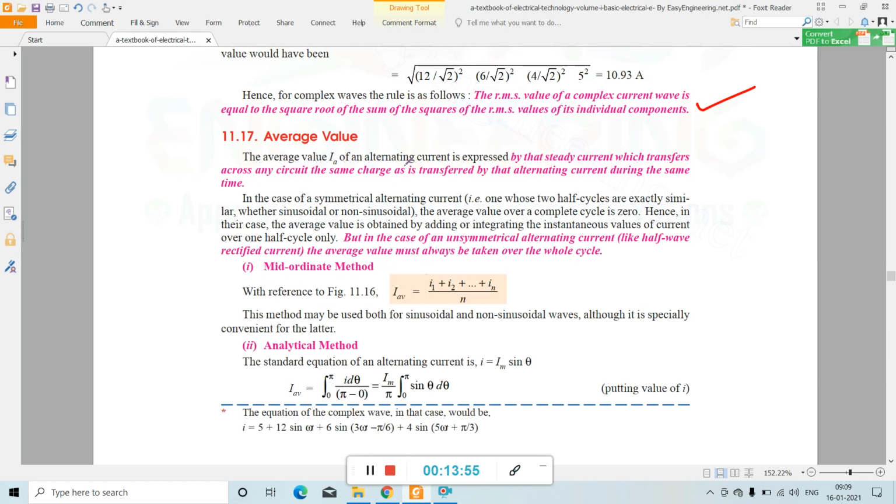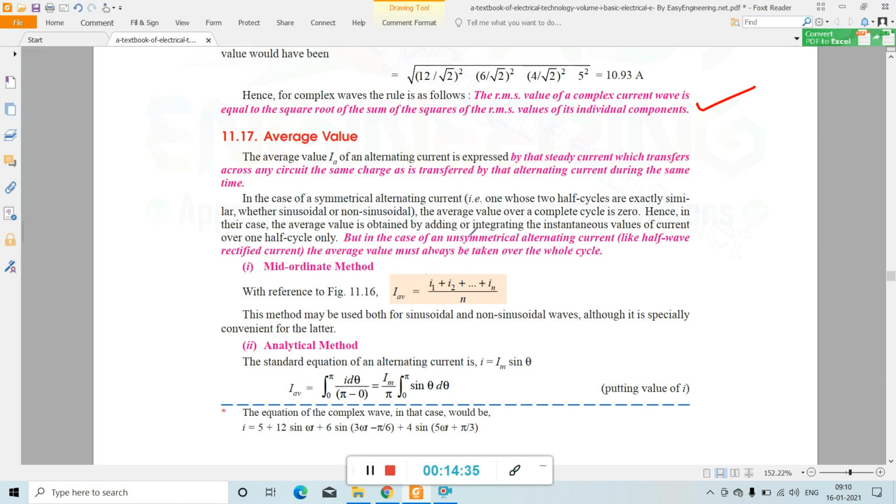So average value Ia of an alternating quantity current is expressed by that steady current which transfers across any circuit the same charge as is transferred by that alternating current during the same time. Okay, so see, average value is also computed by two methods, mid-ordinate method and analytical method.